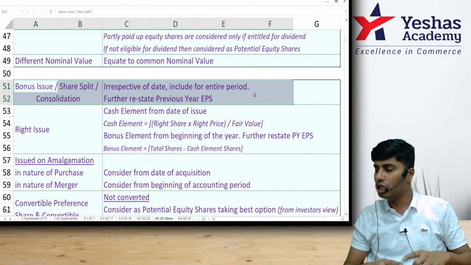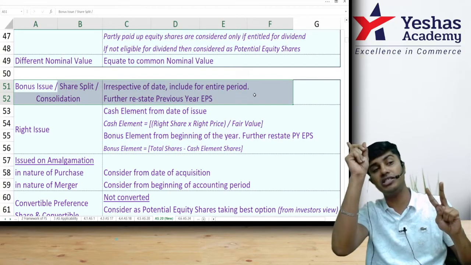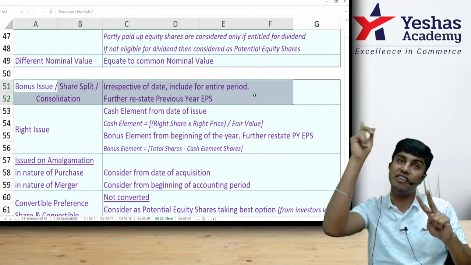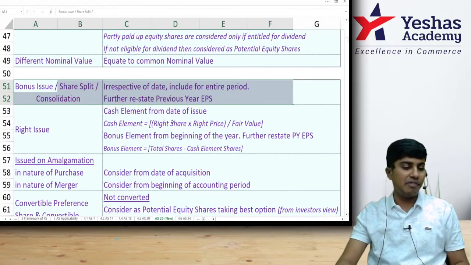And in the P&L for the previous year, show two EPS: one original as per previous year's P&L, and one restated for the previous year exclusively for comparison purposes. Got that?